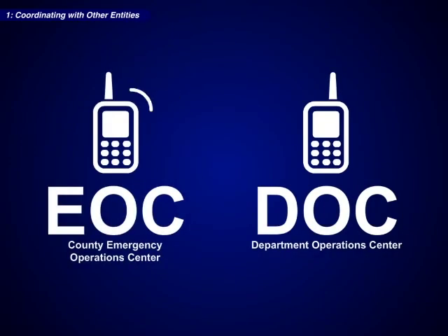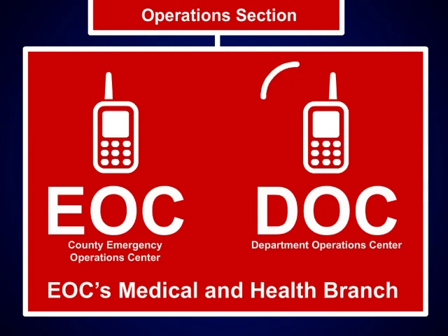In an emergency that involves other agencies, the DOC will need to work closely with the County Emergency Operations Center, EOC. Regardless of whether the EOC or the DOC takes the lead role, both the EOC and the DOC would be connected through the EOC's Medical and Health Branch, which is under the Operations section. The Medical and Health Branch would ensure timely information flow between the EOC and the DOC.